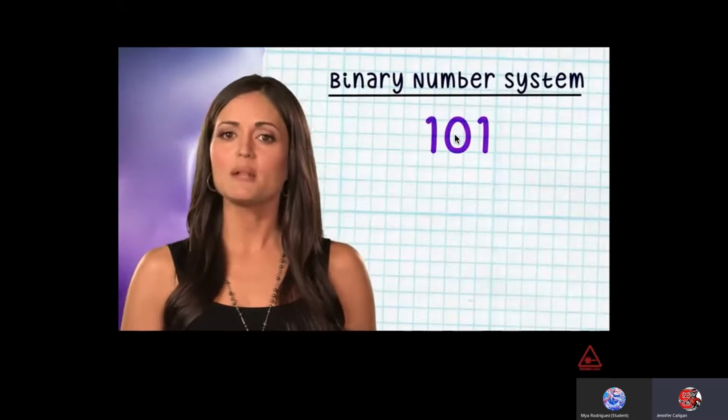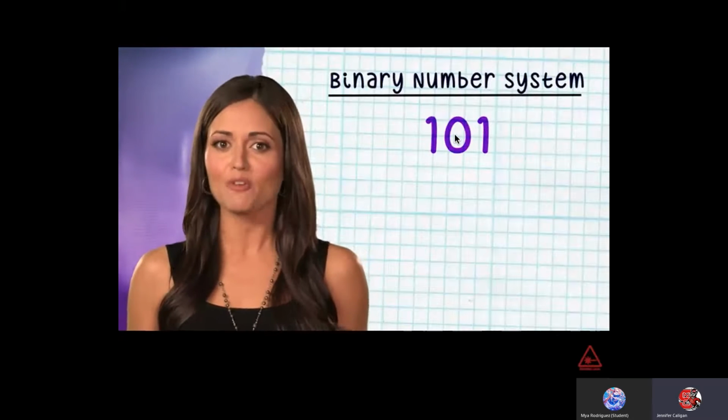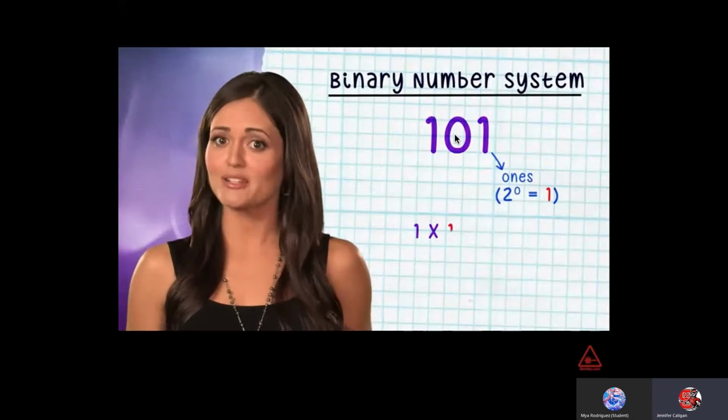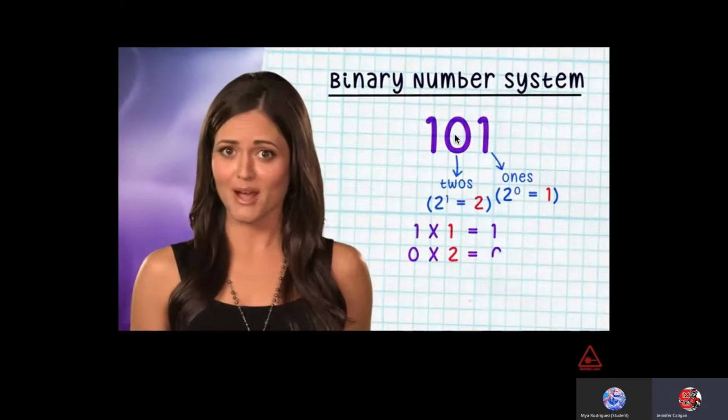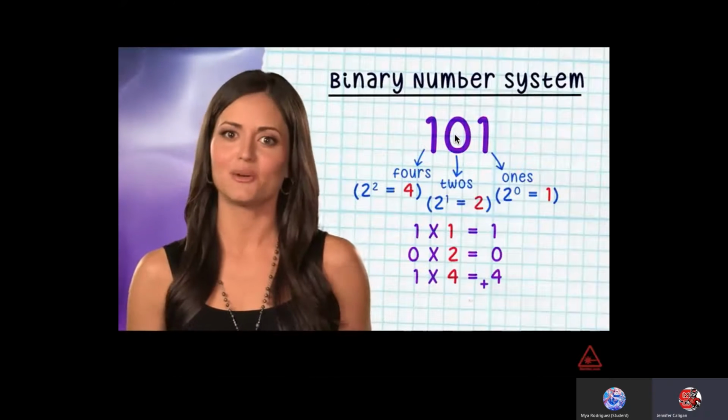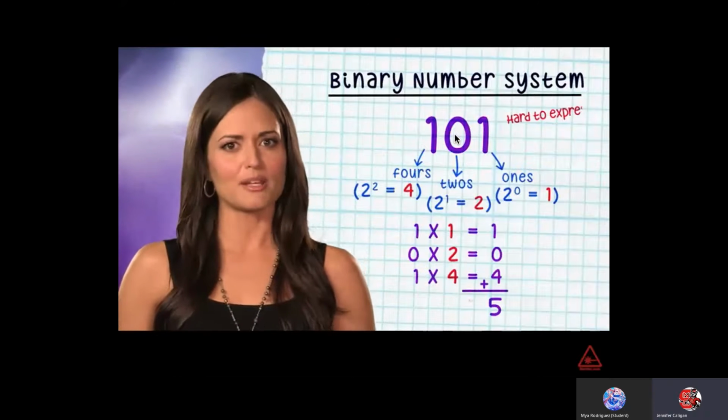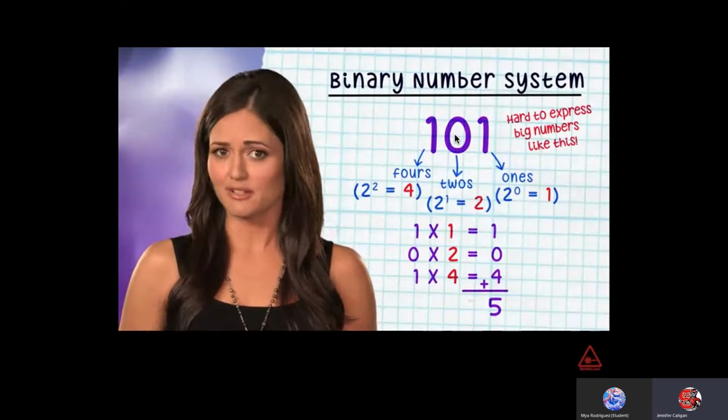But this time, each column of numbers represents multiplication times the power of 2. There's the ones place, 2 to the 0 power, twos place, 2 to the 1 power, fours place, 2 to the 2 power, and so on. Of course, it's a lot harder to express big numbers this way. You need a lot more digits.